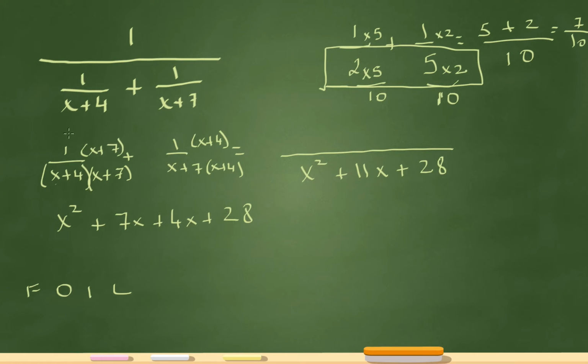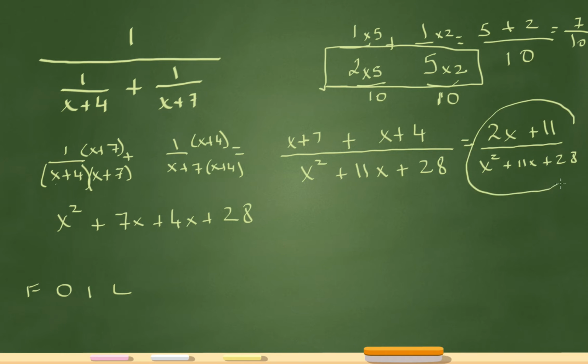And now let's check out the top. The top is going to be x plus 7 plus x plus 4. And just the way I add the numerators over here, I'll add the numerators over here. So x plus x is 2x, 7 plus 4 is 11, and 2x plus 11 over the denominator is just going to be the same, x squared plus 11x plus 28. Now, this right there is what the denominator is over here.